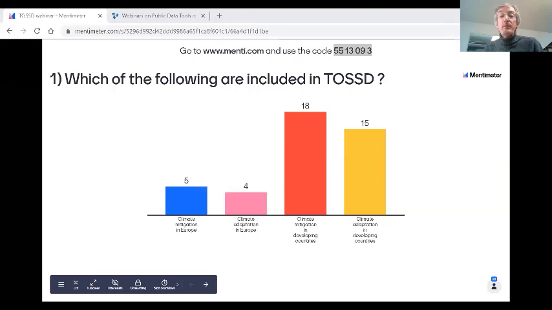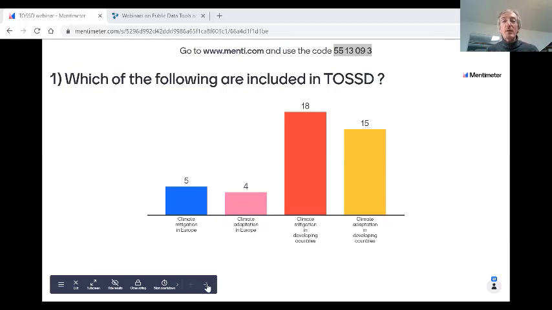And typically, if you build dams in the Netherlands to limit the damage caused by rising sea levels, that has a beneficial effect on the Netherlands, but none on Bangladesh. So contrary to climate mitigation, climate adaptation is not TOSSD eligible if it takes place in Europe, in a non-TOSSD eligible country.